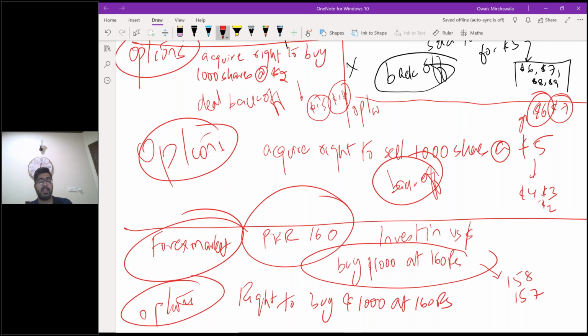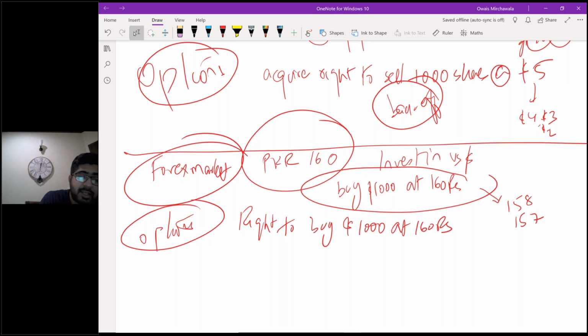This is options. Let's suppose you already have $1,000 and you plan to sell. If you sold and the prices go up, you will suffer loss. Just acquire a right to sell dollars at 160, on the condition that if prices go down, I will exercise my right and sell for 160. But if the prices go up in the market to 163, I will back off.